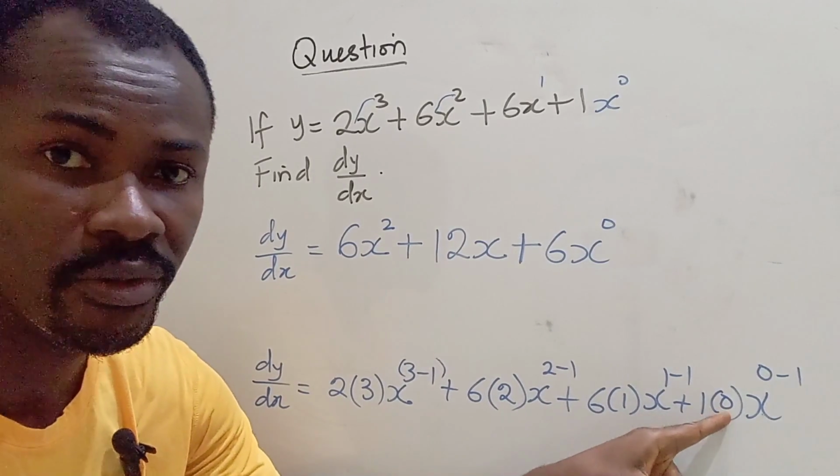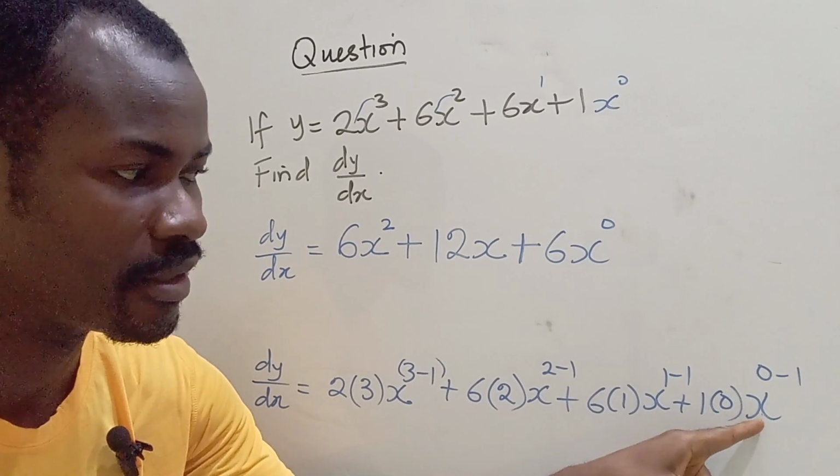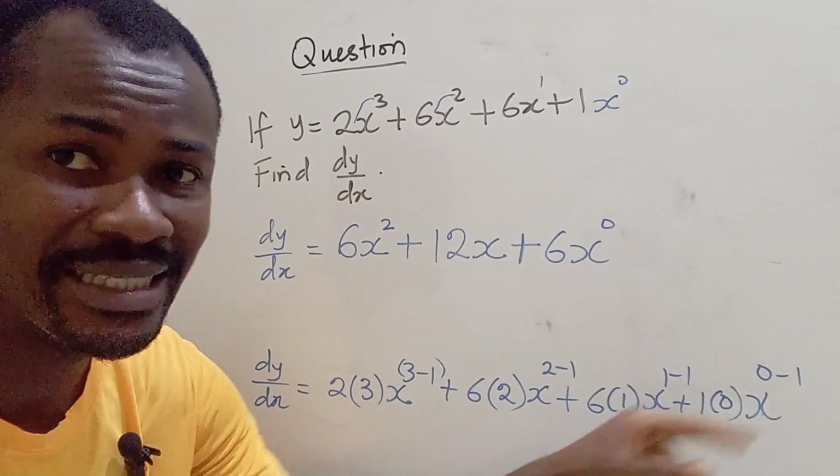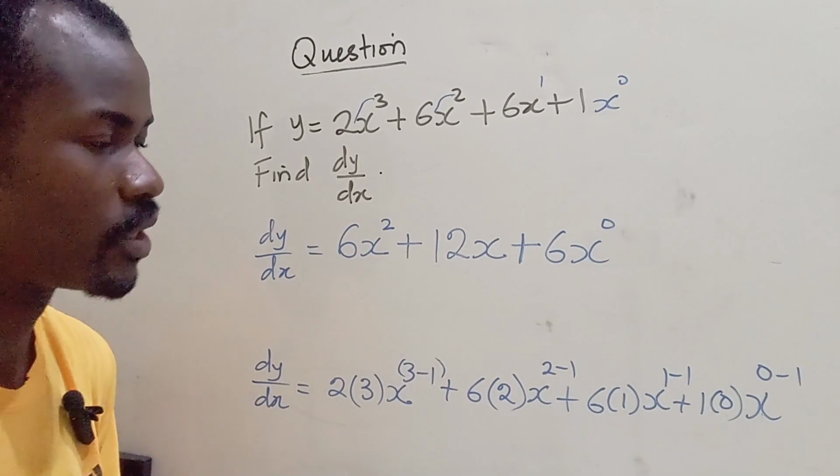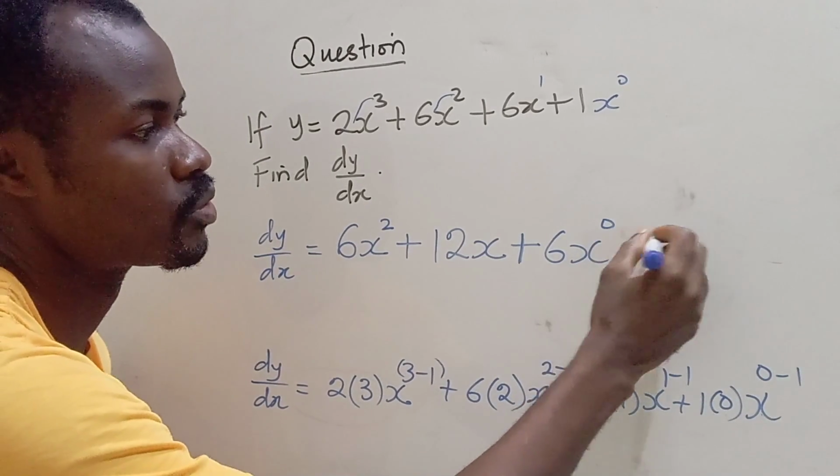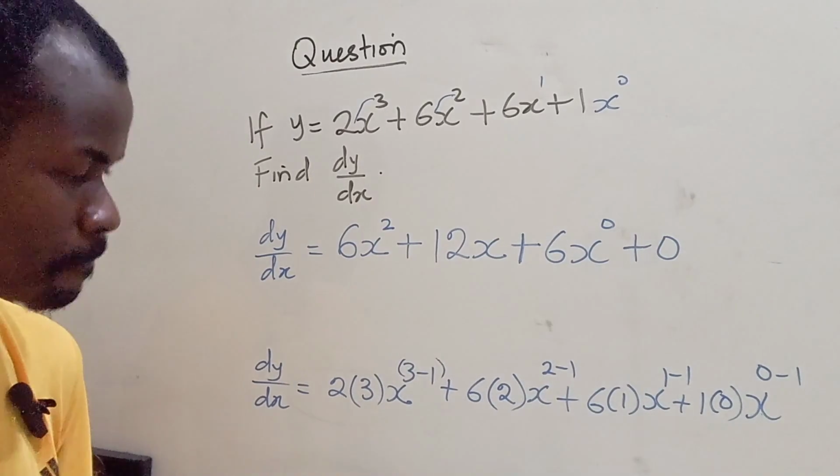Now for this part, since we are multiplying all this by 0, it's going to be 0. So 1 times 0 is 0. 0 times x raised to power 0 minus 1 is still 0. So all we need to put at the end is plus 0.